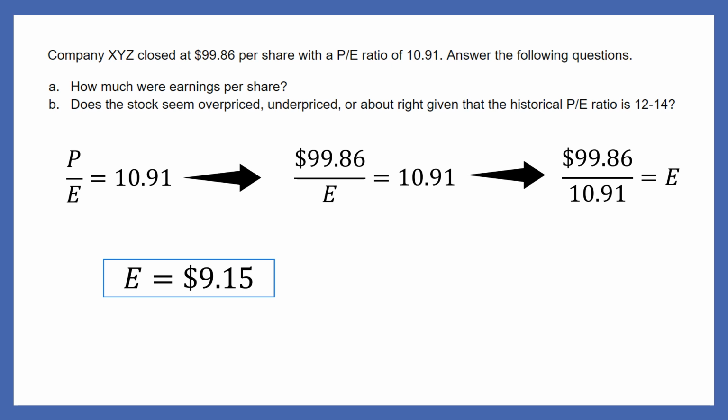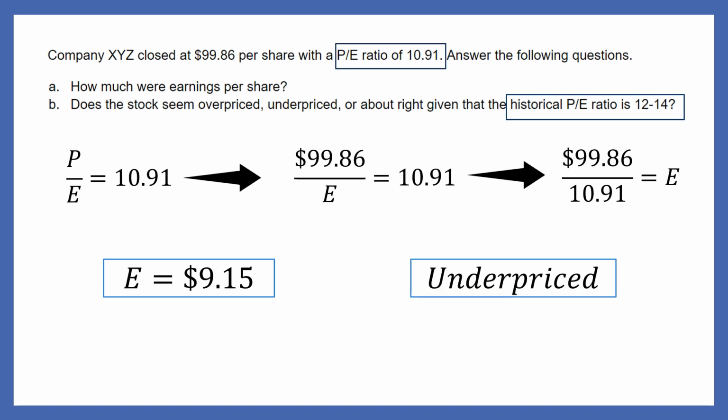as a PE ratio. And so when we see that, we have to say, where's that normal? Historically, this stock has a PE ratio between 12 and 14. So a PE ratio of 10.91 is actually low. It's actually an underpriced stock. And so that means it might be a good buy because the price is low considering the earnings based on the historical data.